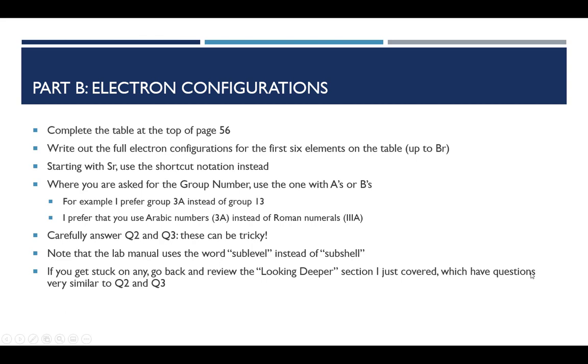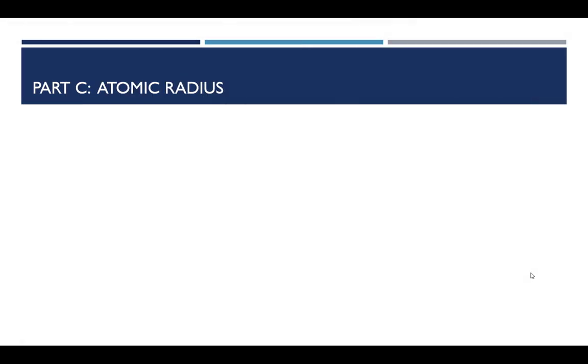So you'll probably want to pause at this point and finish that, but I'm going to continue the video with part C on atomic radius, which is fairly short, and I just want to cover that and keep this all in one video. Part C is largely about constructing a graph and interpreting information from that graph. So what you'll be doing in part C is building a graph of the atomic radius data that you see listed on page 51.